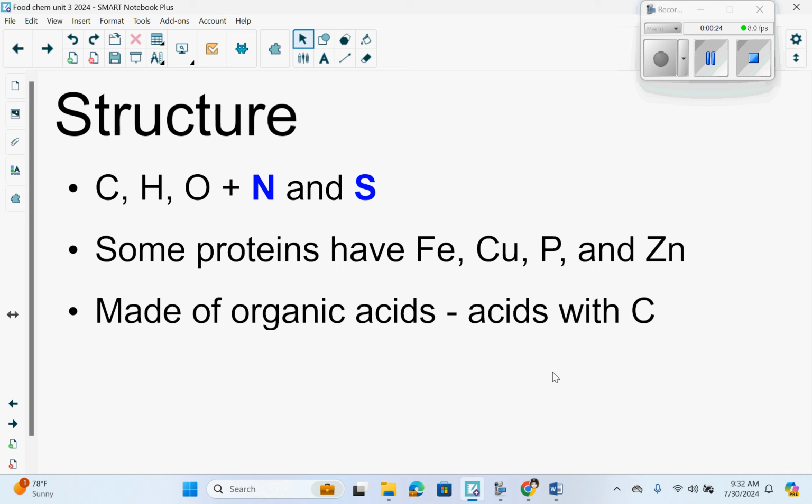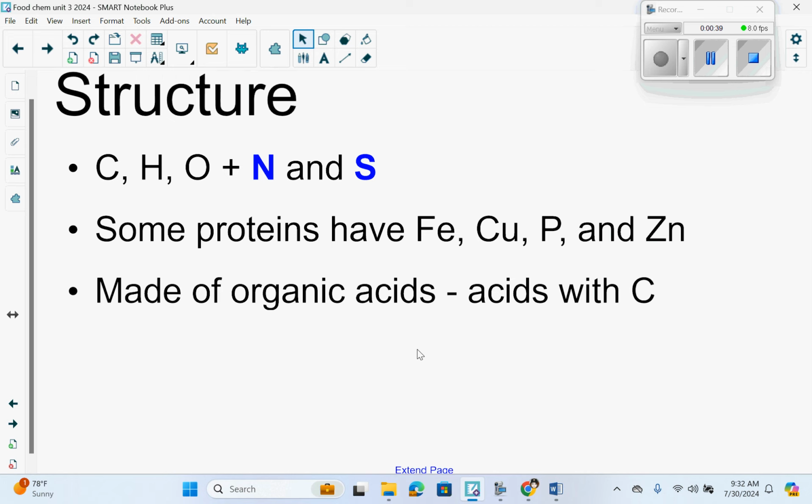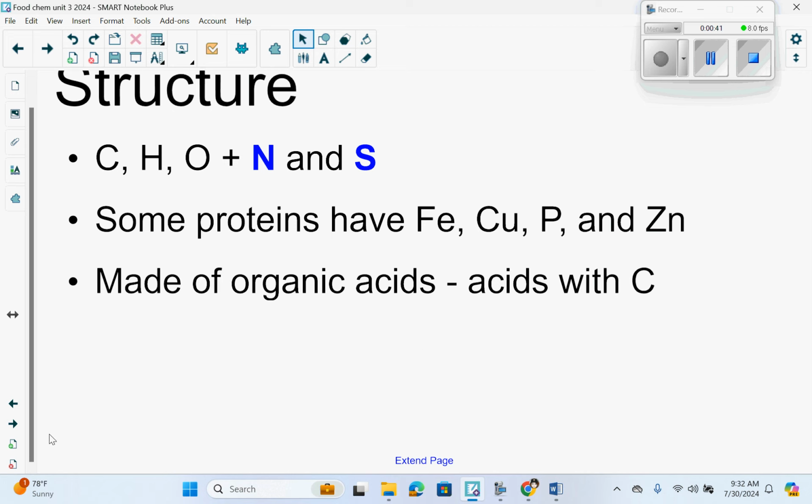The structure is carbon, hydrogen, and oxygen, like we saw in lipids and carbohydrates, but now we add nitrogen and sulfur. Some proteins have iron, copper, phosphorus, and zinc. They're made of organic acids, which are acids with carbon.